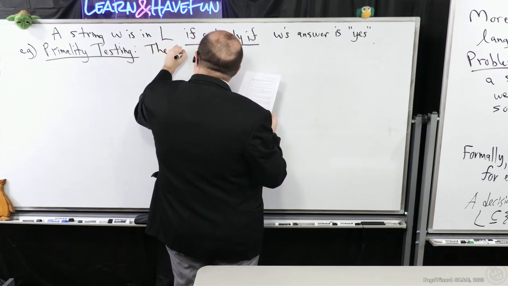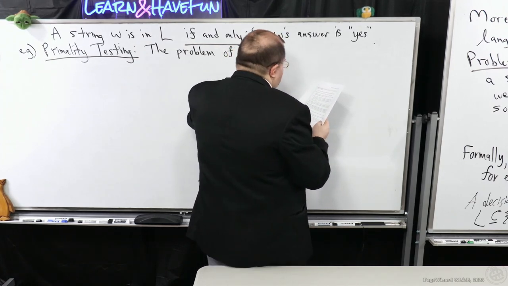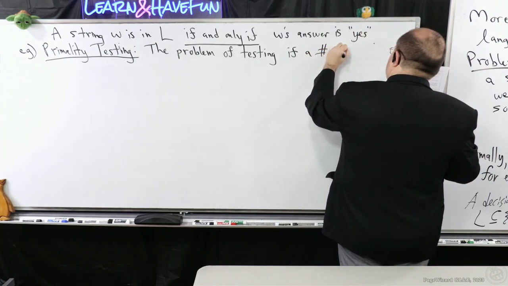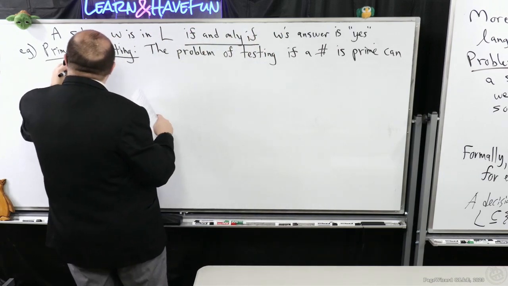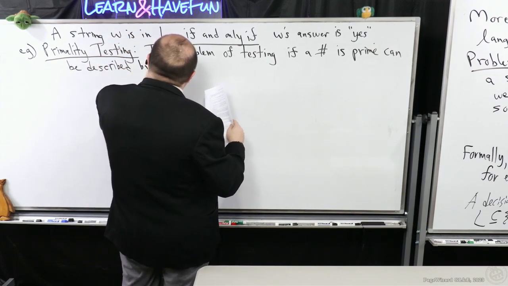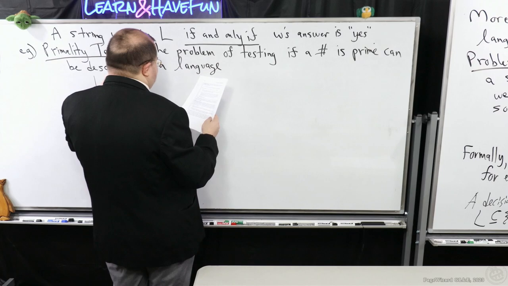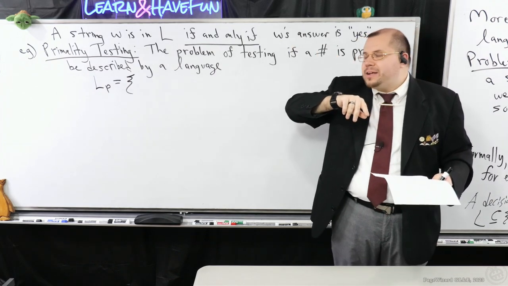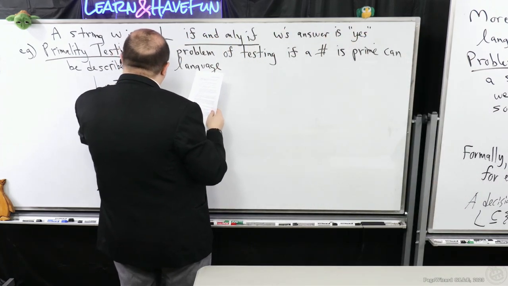So this is just the problem of testing if a number is prime, can be described by a language. What's that language? Well, we alluded to this earlier, but let me write it in a somewhat more formal way. So rather than explicitly trying to write out a sequence of binary strings, I'll write it with what we call set builder notation. So these are all binary strings.